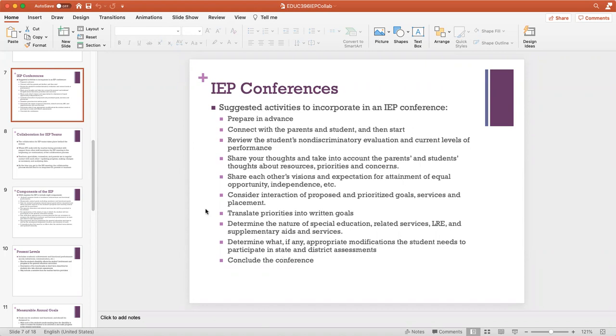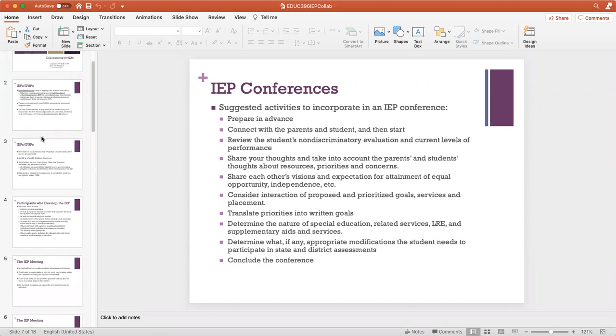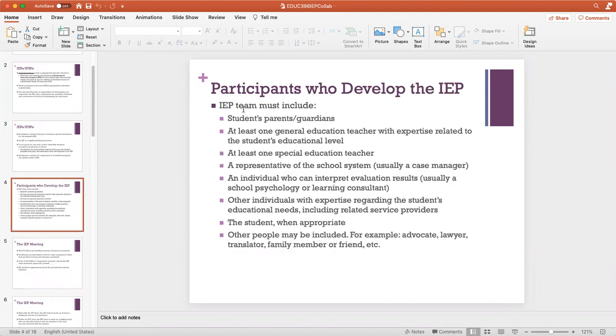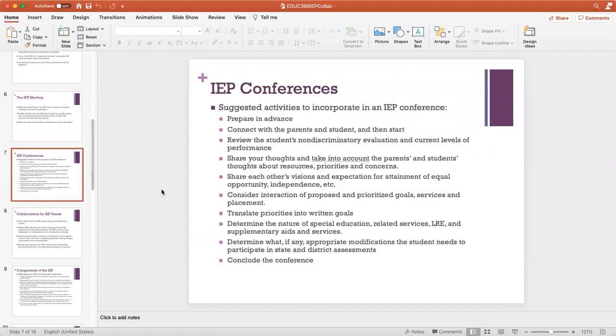So if we compare this slide, slide 7, with, where'd it go? Slide 4, who is in the IEP, you should pretty easily be able to see who has what roles. Who is going to have these speaking points, who's going to talk, who's going to contribute. When you match the process with the participants, with the structure, the IEP meeting should flow pretty easily.